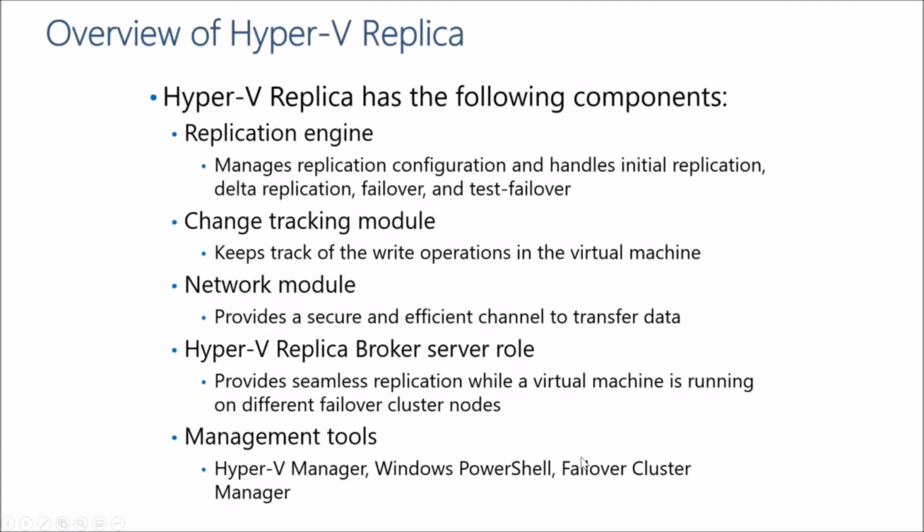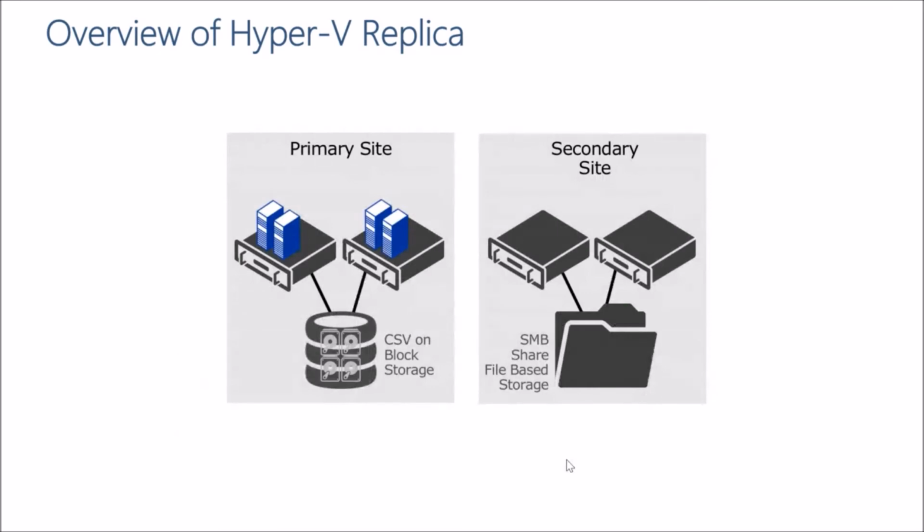Okay, so overview of Hyper-V Replica. Let's actually look at the picture to see how it works. Basically you have the primary site and the secondary site. On the primary site, you have cluster shared volume block storage. On the secondary site, you have SMB shared storage. So you've got these blue virtual machines on the primary site. They're running. They're working fine.